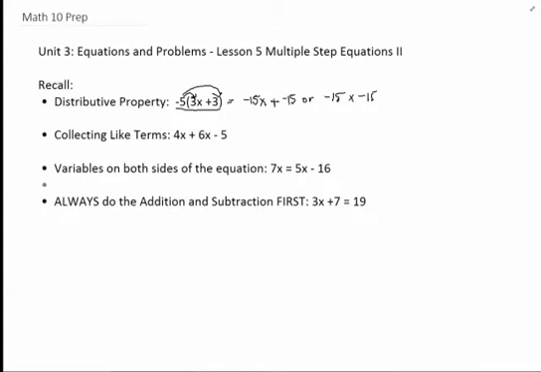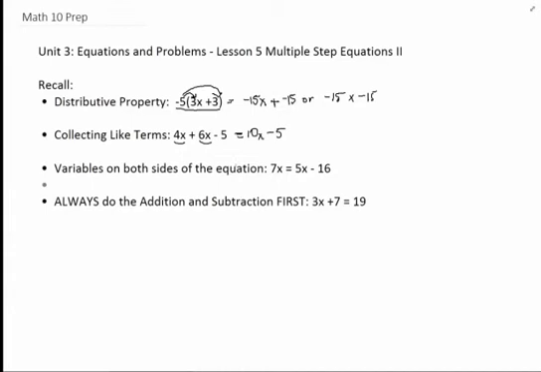Here, the next thing we talked about was collecting like terms, and in this expression we have 4x plus 6x minus 5, where we have two terms that are like terms and we can combine them. So 4x plus 6x gives us 10x, and I think I said plus 5, but that's minus 5. So we've simplified it by collecting like terms.